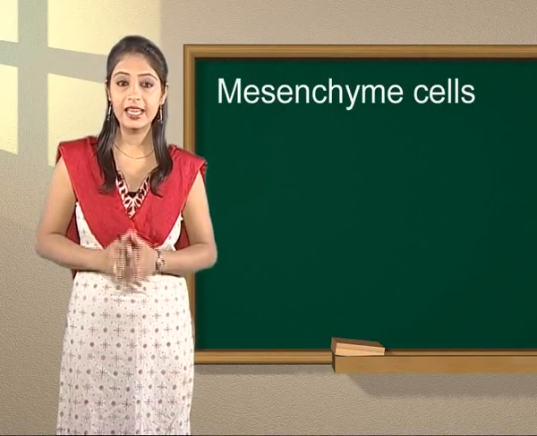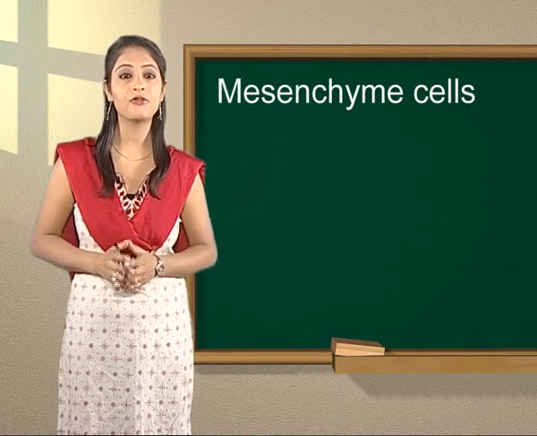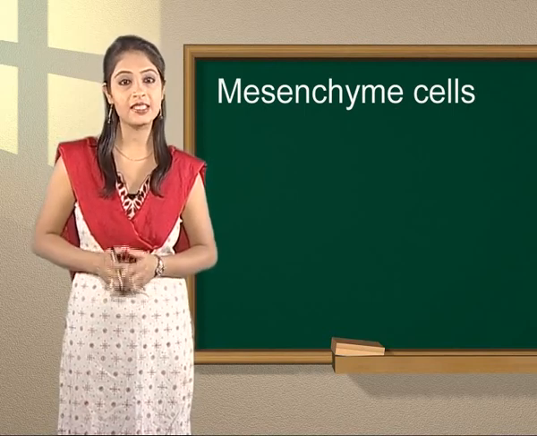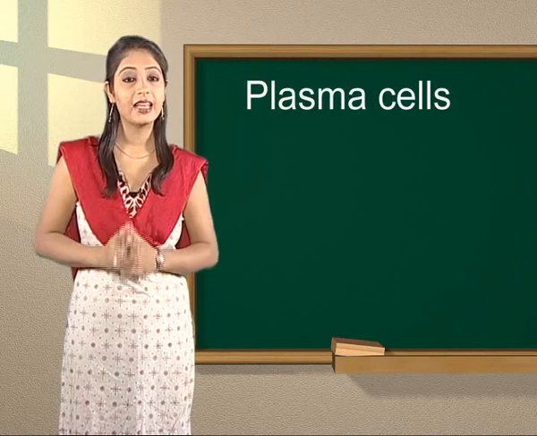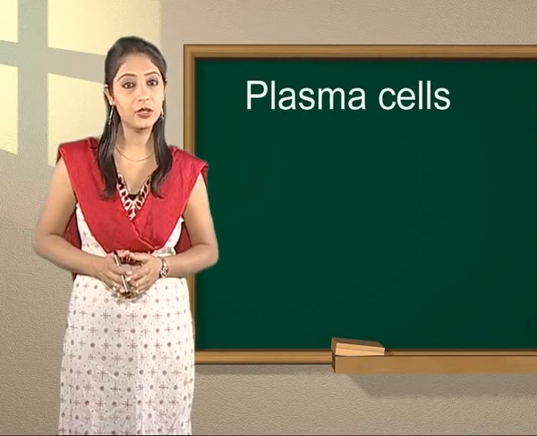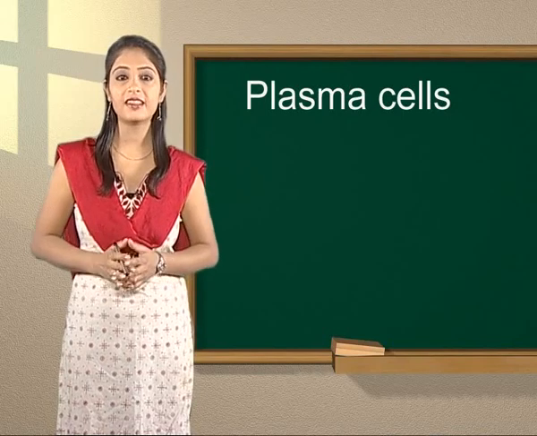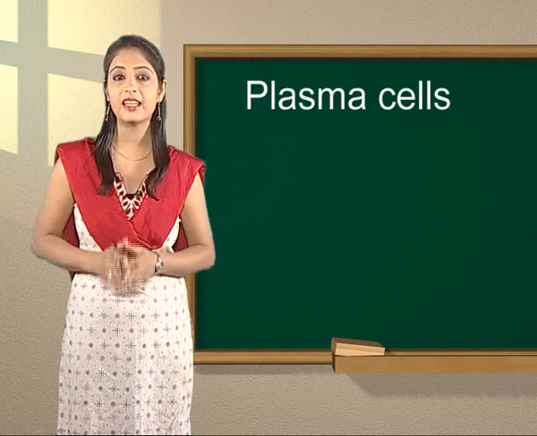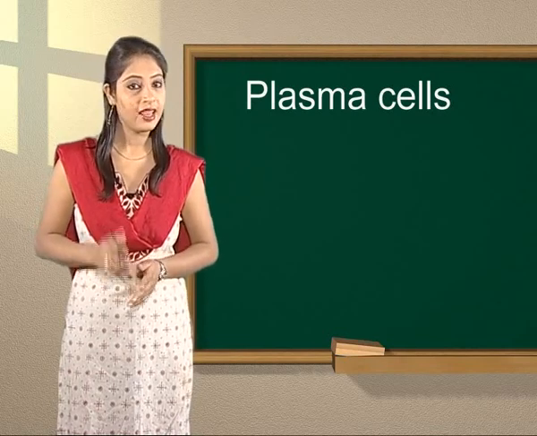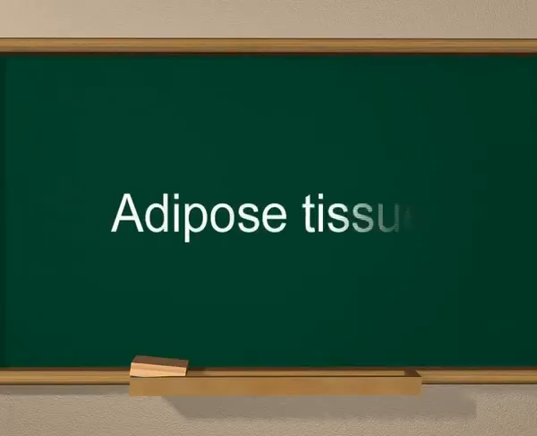Mesenchyme cells. These are embryonic connective tissue cells with an outstanding capacity for proliferation and capable of further differentiation into reticular cells or osteoblasts. Plasma cells. These are relatively large, rounded cells with eccentrically placed nucleus. They synthesize antibodies. After studying the different types of cells found in areolar connective tissue, now let us check the second type of proper connective tissue, that is, adipose tissue.